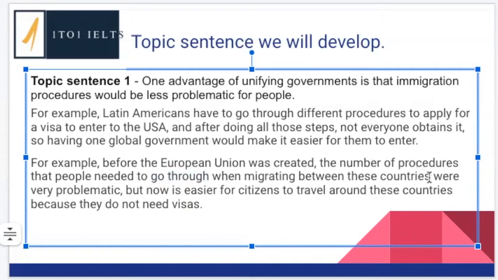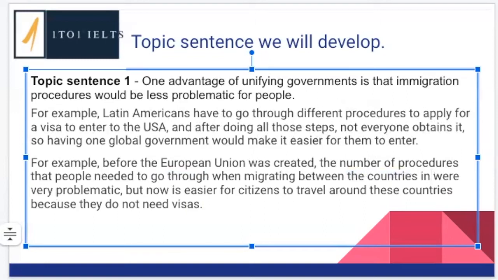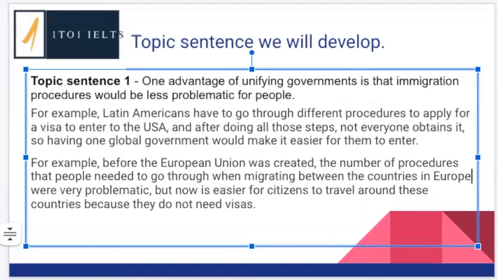So we say these countries, but we don't actually know what these countries are because we haven't referred to countries before. We've only referred to the European Union. So we could say the countries, these countries in Europe. Number of procedures that people need to go through when migrating between were very problematic.